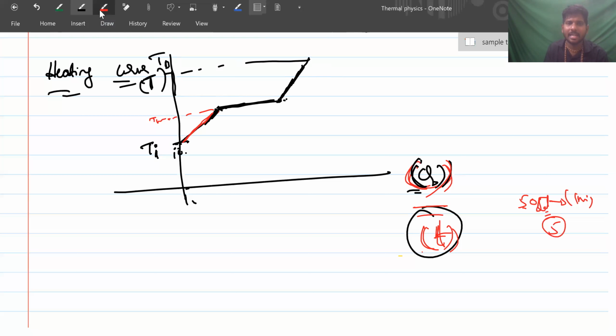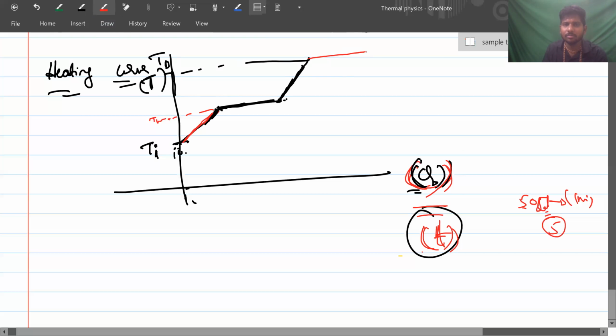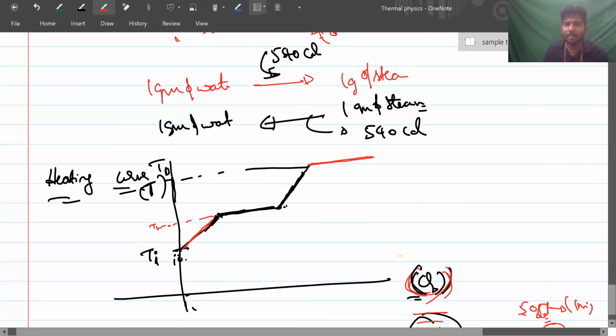Then what happens? Again, water gets converted into steam here. Then what happens? When it completely gets converted into steam, again the temperature will rise. Are you getting this? Yes, sir. This curve will be there.